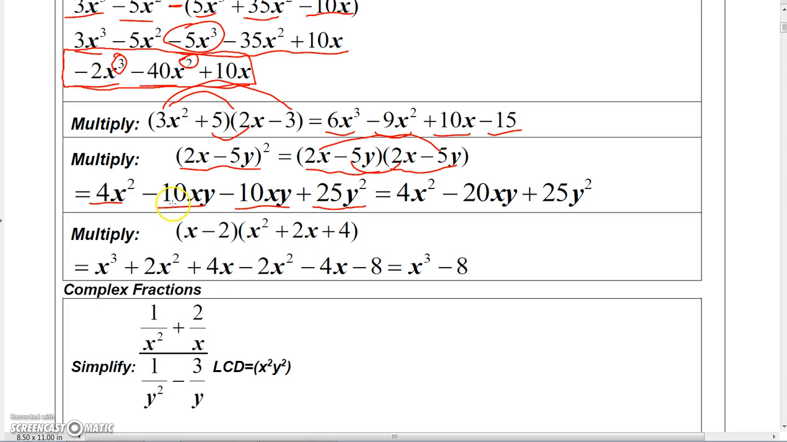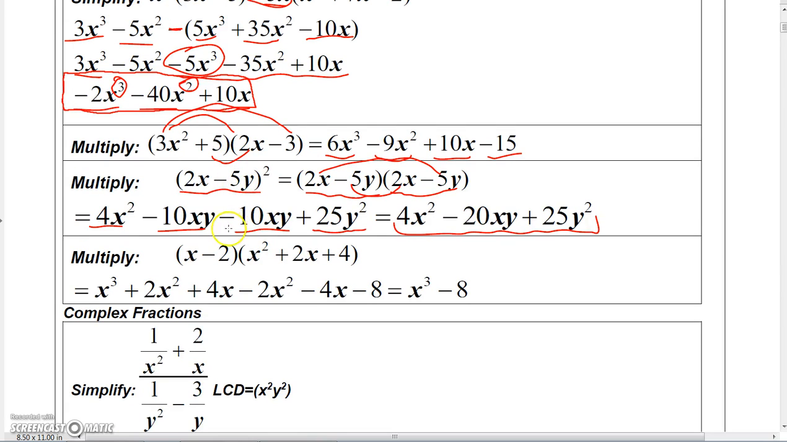Now on this one, we can combine these terms in the middle. Minus 10xy minus 10xy is the same as minus 20xy. So I get 4x squared minus 20xy plus 25y squared.